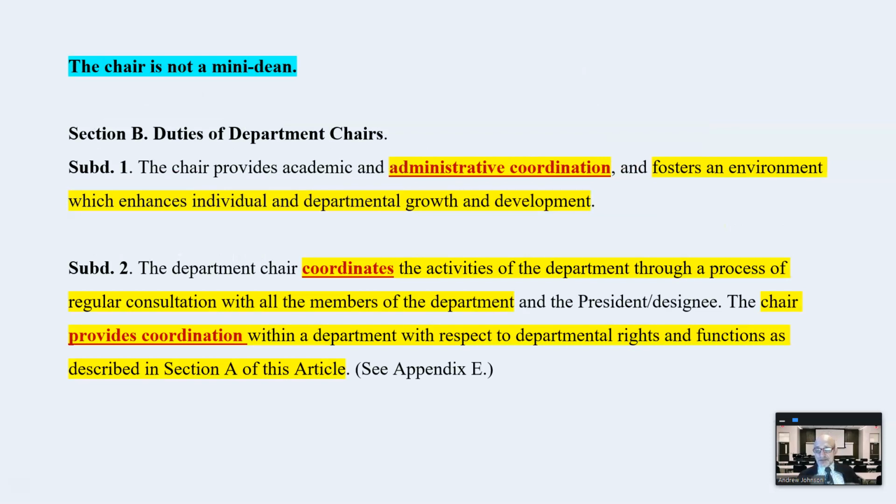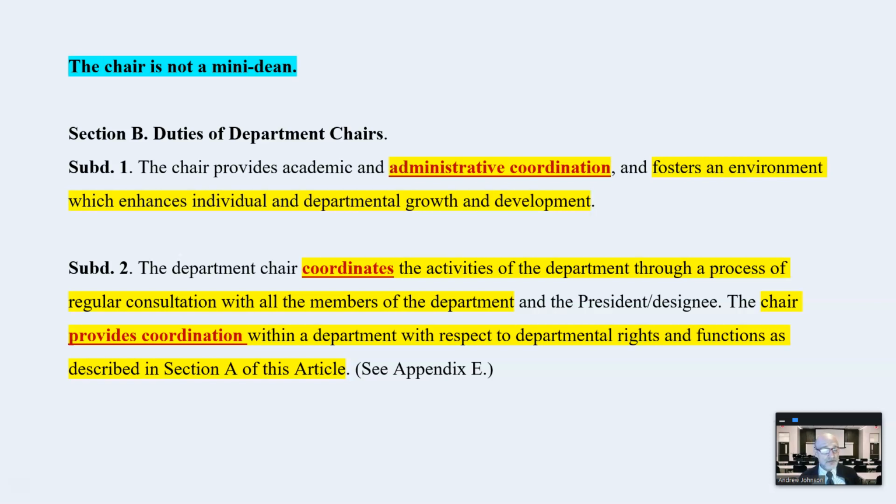A lot of problems are created by assuming the chair is an administrative position or a mini dean. The chair is not an administrative position under the IFO contract. It is a representative position. You represent the department. The chair provides academic and administrative coordination. The chair coordinates the activities through a process of regular consultation with all department members.